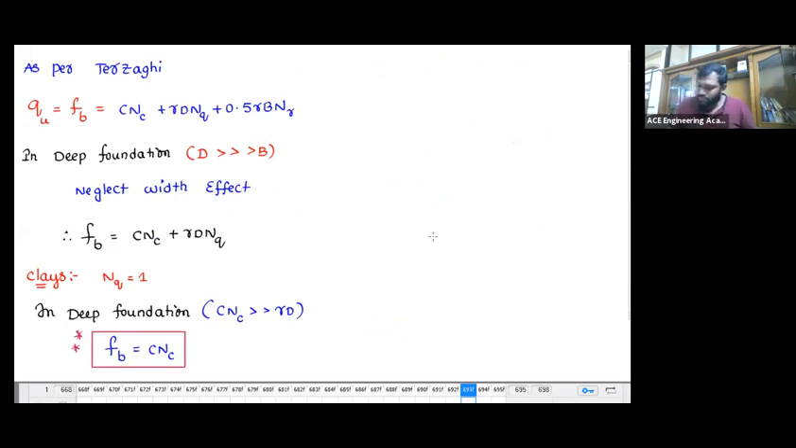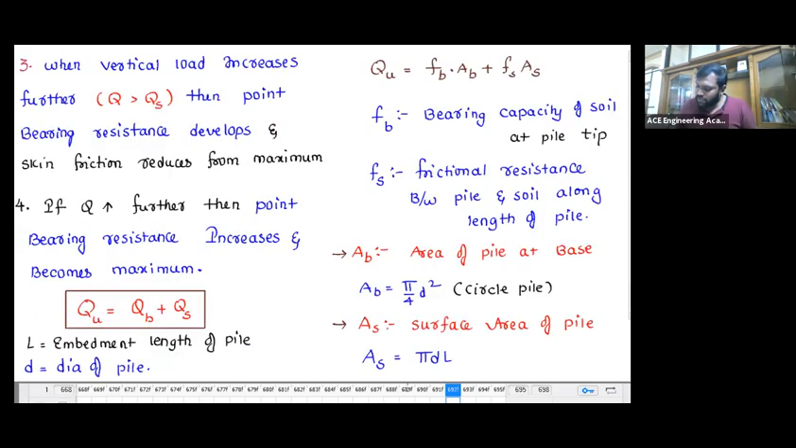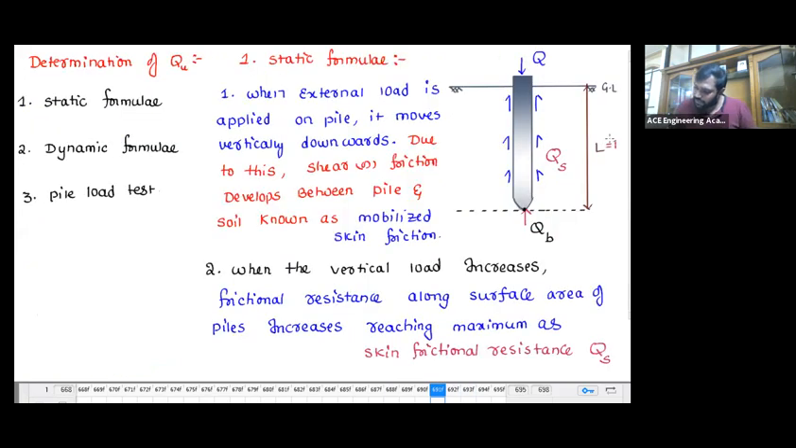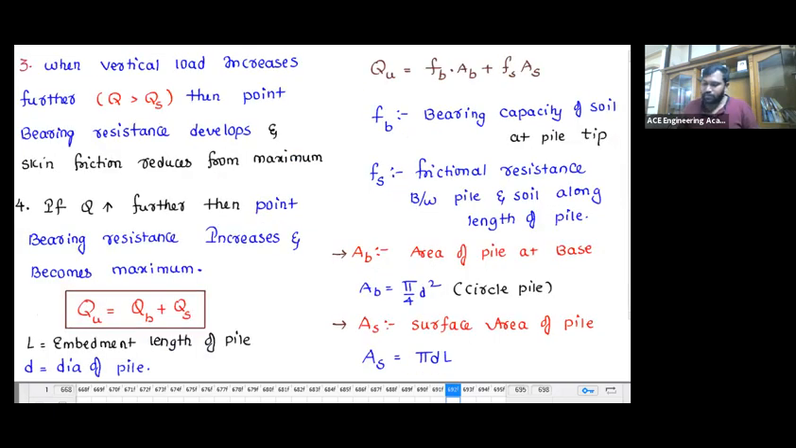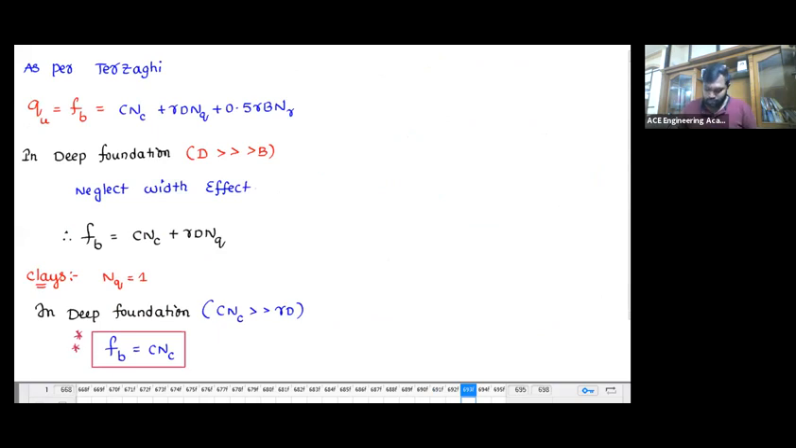Sir, in deep foundations, what is D? In deep foundations, the D is nothing but L. Whatever the L is, it is nothing but the capital D, which is the depth.